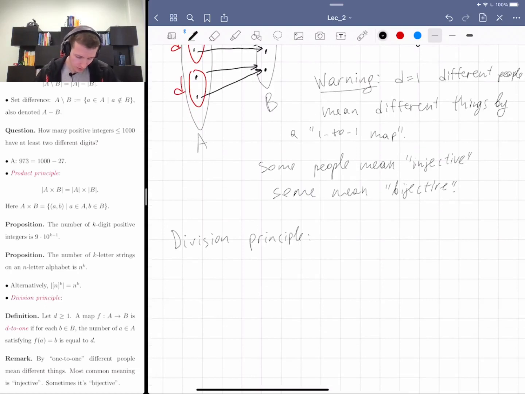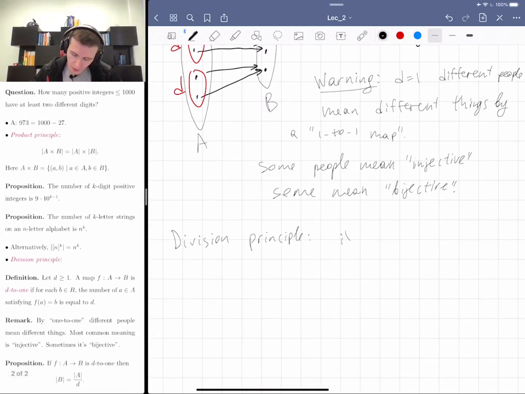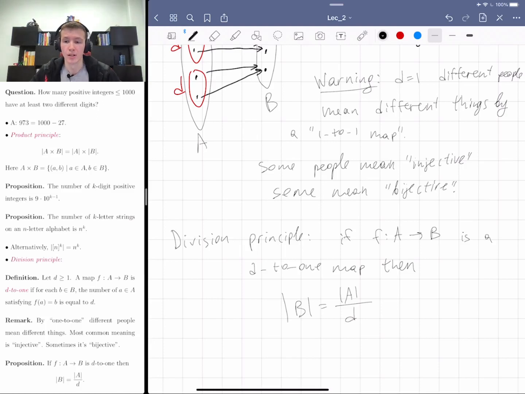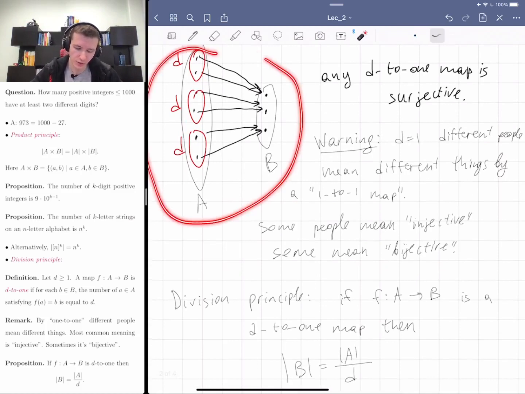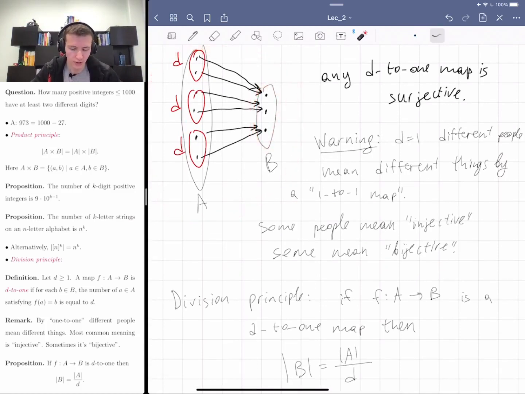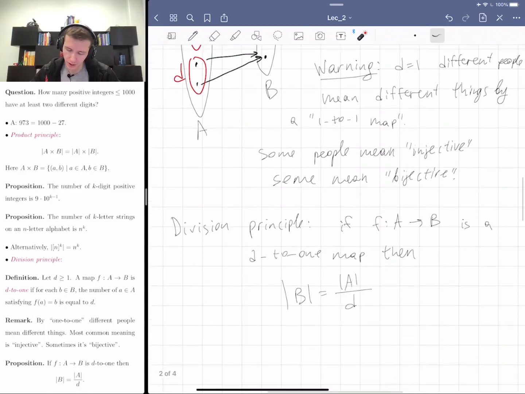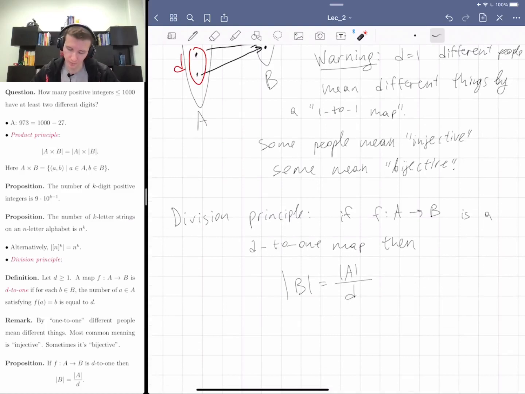So the division principle is that if you have a map from A to B which is a d-to-1 map, then the size of B is equal to the size of A divided by d. You should keep this picture in mind. So the size of B is going to be smaller than the size of A, obtained by dividing it by d. All I'm saying is very trivial, but the applications are what make it non-trivial.